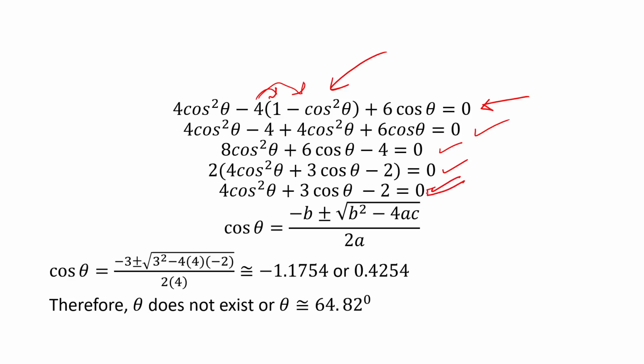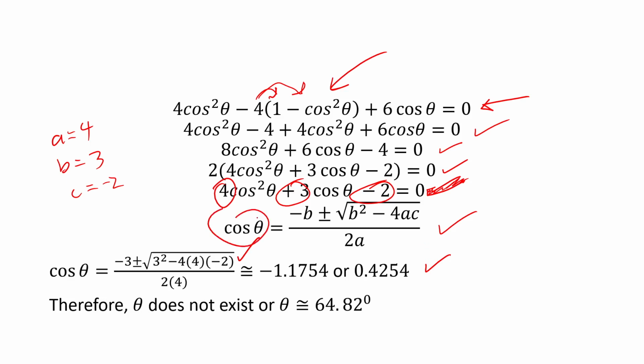And when you have a quadratic in terms of cos theta, you can let it equal 0, and then you can use the quadratic formula if you can't directly factor. So what we have is a quadratic in terms of cos theta, where a is equal to 4, b is equal to 3, and c is equal to negative 2. And so cos theta will be negative b plus or minus the square root of b squared minus 4ac all over 2a. Plugging in the numbers, we get negative 1.1754 or 0.4254 for cos theta.